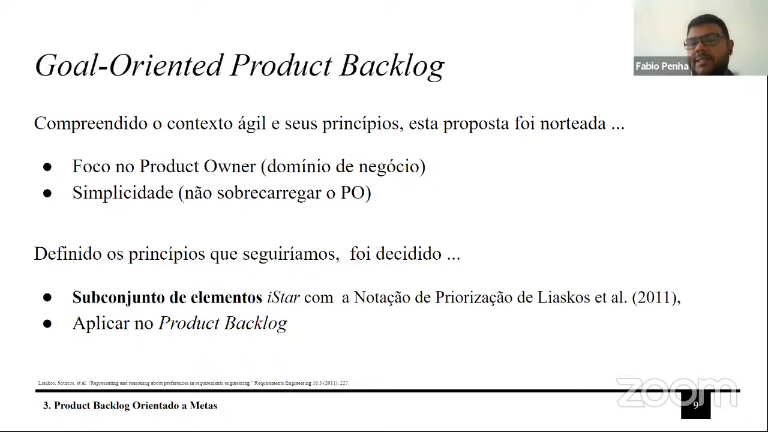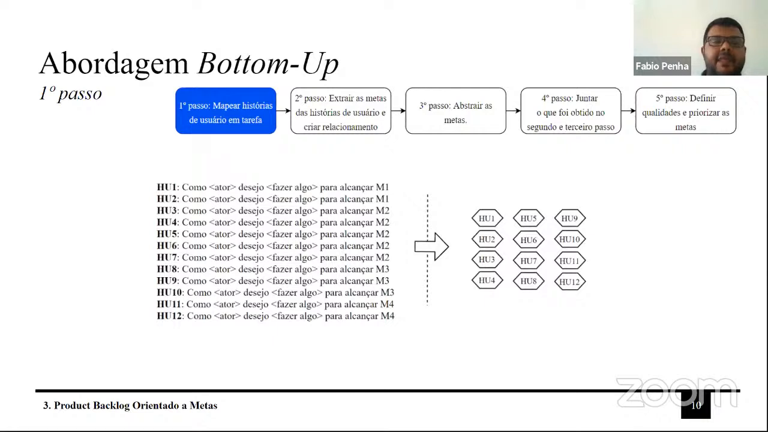Definindo esses princípios, foi decidido utilizar um subconjunto de elementos com uma anotação de priorização de GRL, aplicado ao Product Backlog, que era o artefato no qual ele tem mais contato. Depois que desenhou o artefato, a gente definiu um passo a passo, uma abordagem de como construir esse artefato, né? Essa abordagem, para esse trabalho, foi realizada de forma bottom-up, porque o ambiente no qual a gente iria aplicar já tinha as histórias de usuários.